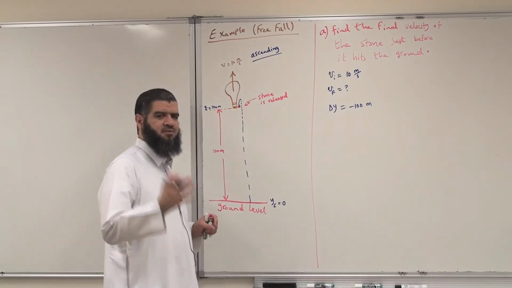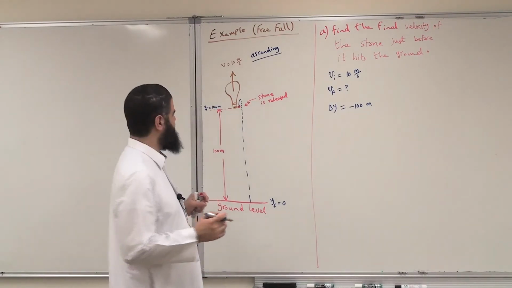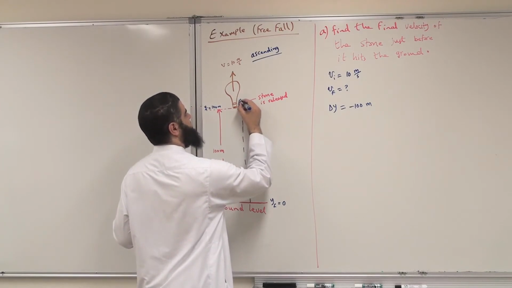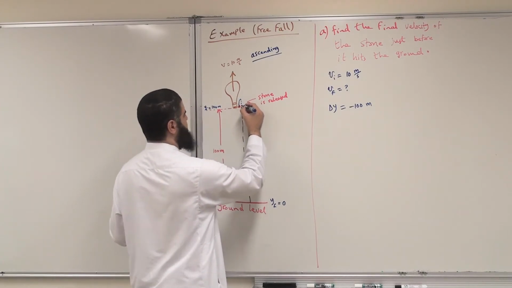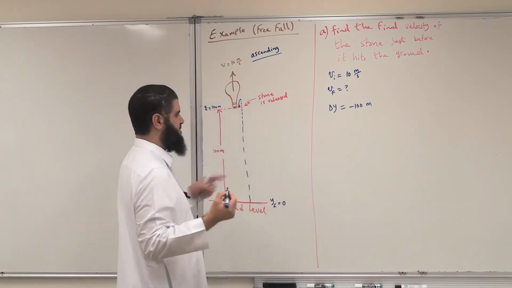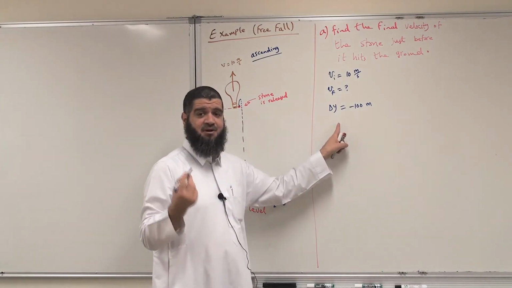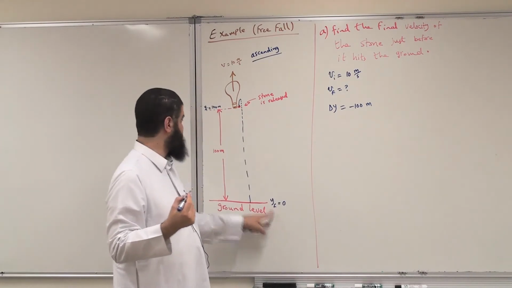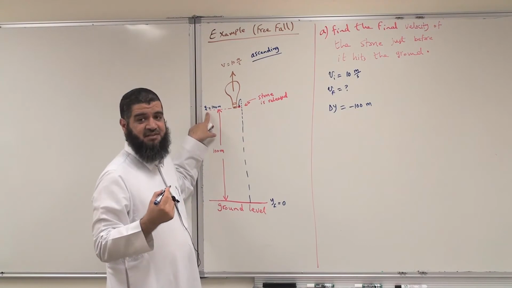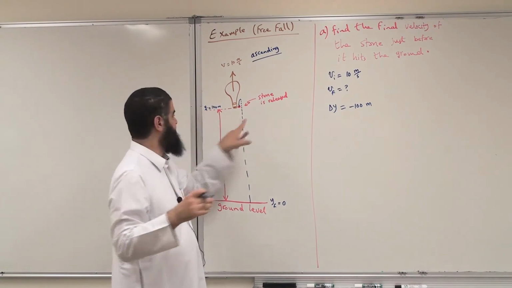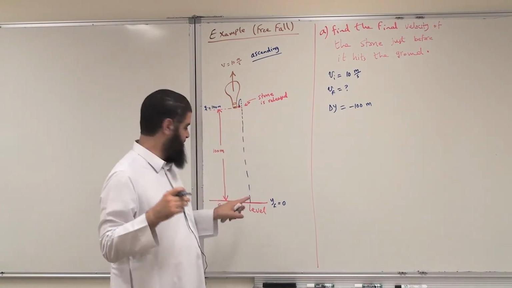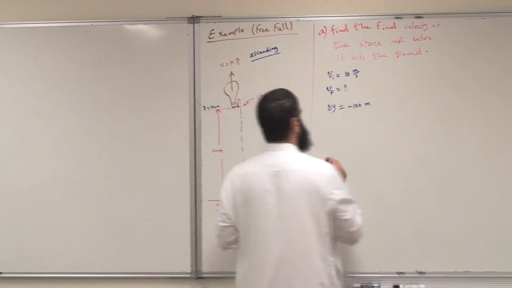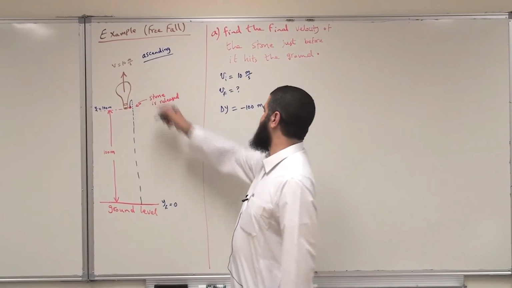Some of you might think, what about this part where the stone has gone up? It is not included here, because this is displacement. Delta Y talks about the final vertical position and the initial vertical position, regardless of what happened in between. We focus on Y final and Y initial, and we don't care about these details.